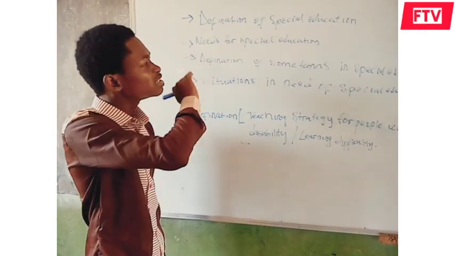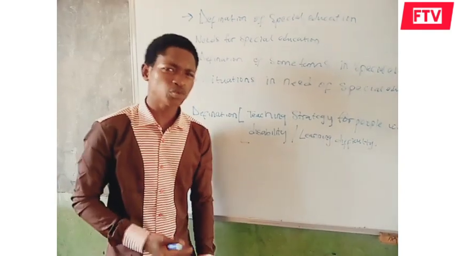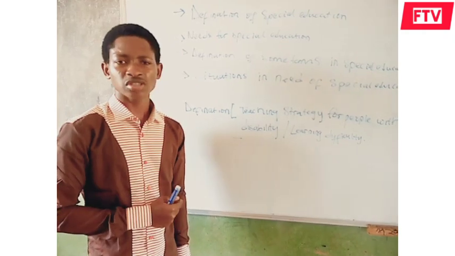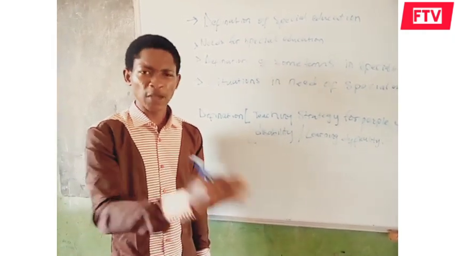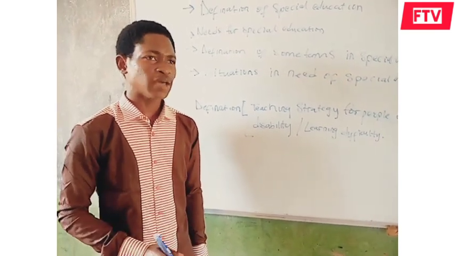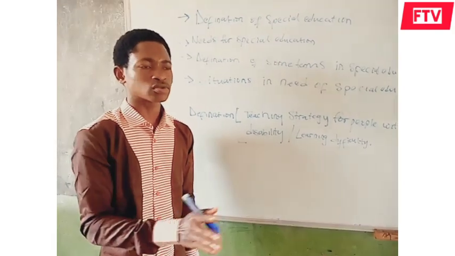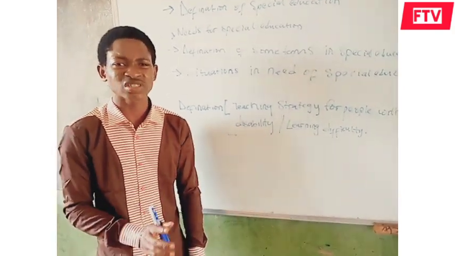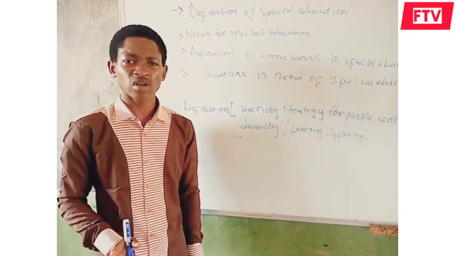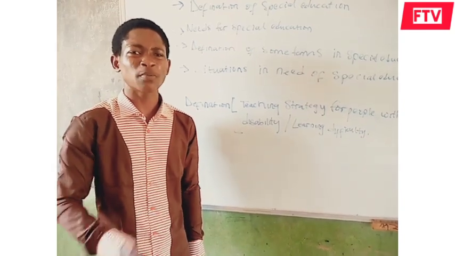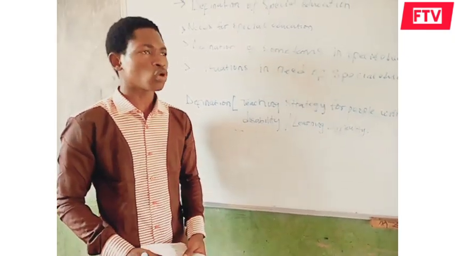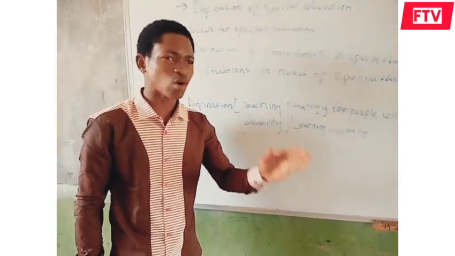The next one is the needs for special education. Why do we need special education? We need special education in the society, in the educational sector, so as to cater for people who are considered handicapped in the society. For a long period of time, we tend to stigmatize people who have difficulty in learning, who have a particular physical impairment, who have a particular problem in processing knowledge being passed to them by their teacher. So special education has been set up to cater for the needs of these students.